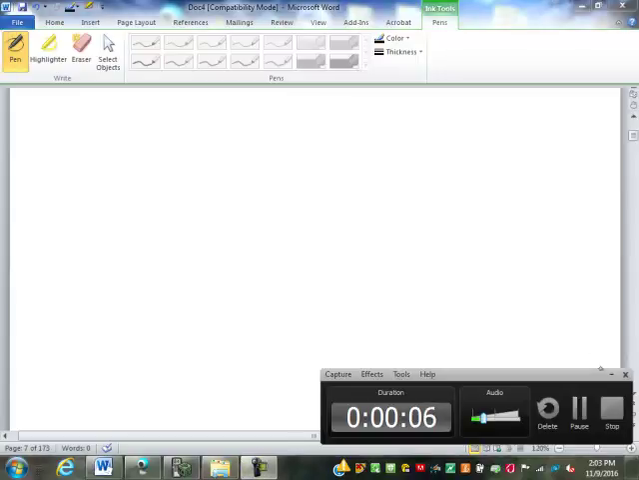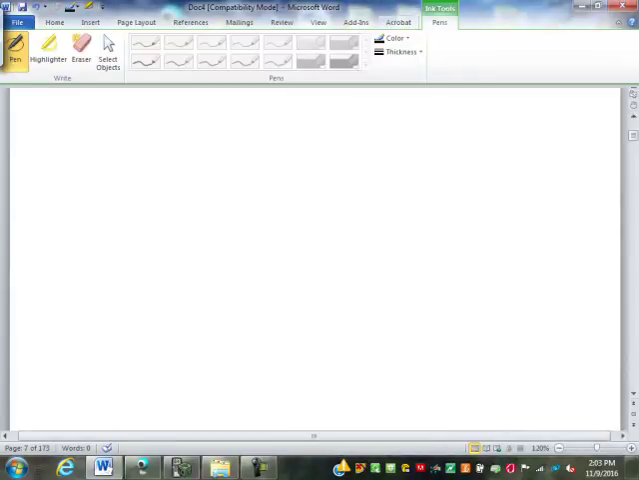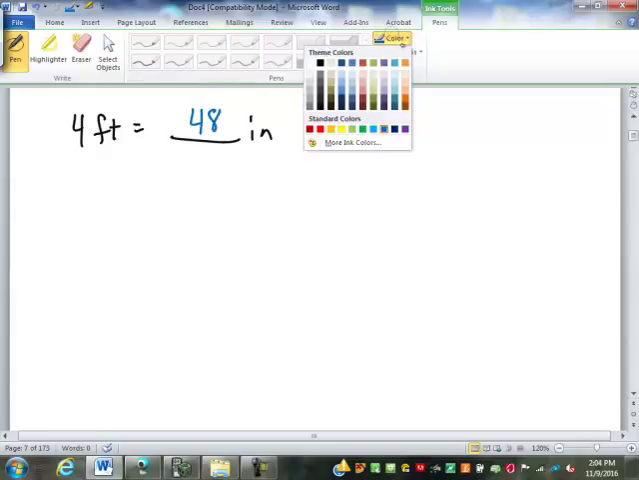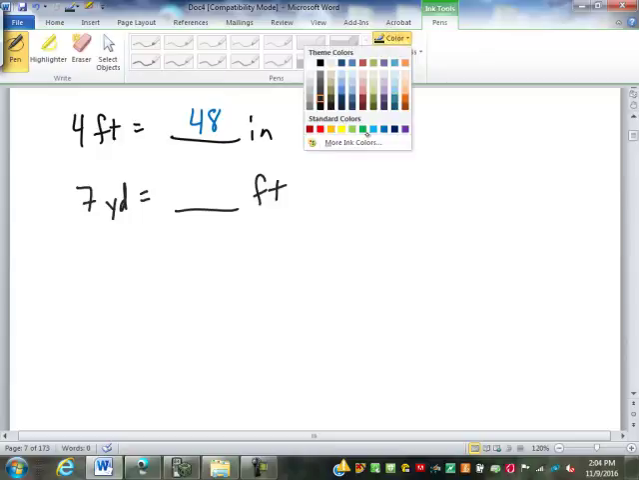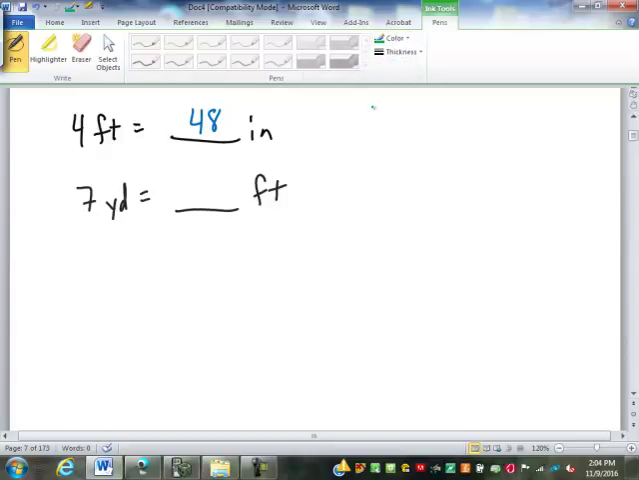So we've been looking at our linear measurements over the last week or so. And we had 4 feet. If I wanted to convert that into inches, what did that become? 48 inches. Good. Or if I have 7 yards and I want to convert that into feet, what's that going to become? How many feet are... There we go, 21 feet.